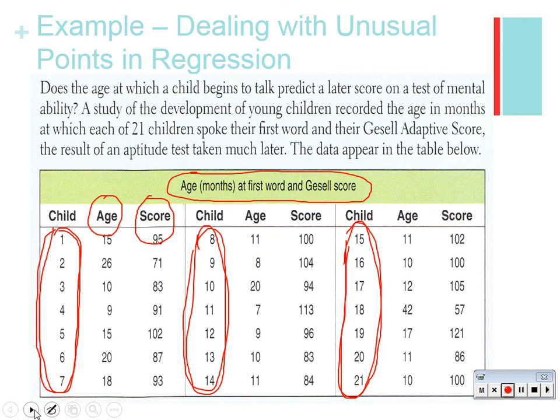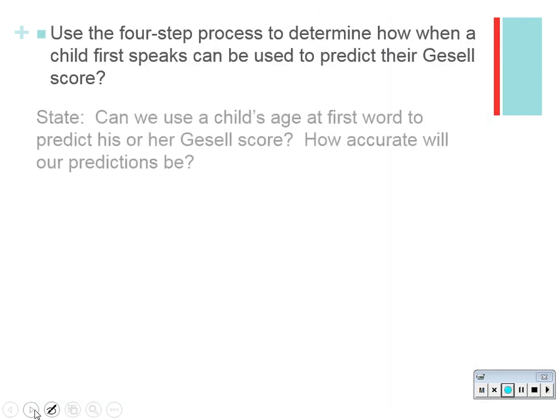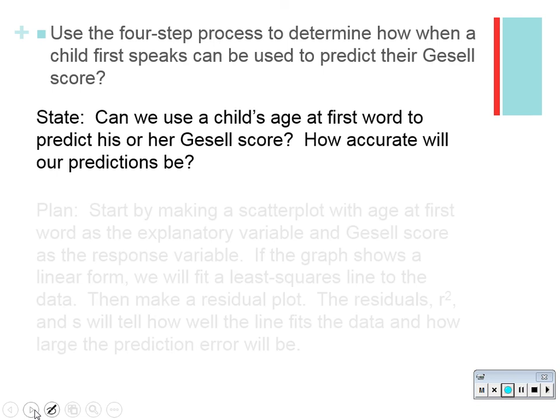So if we're talking about the four-step process here, the first thing I want to do is the state part. The state part says, can we use a child's age at first word to predict his or her Gesell adaptive test score? And how accurate will our predictions be? So that's the state part. Remember, in the state part, you want to state what the question is asking you to do. So then we have the plan.